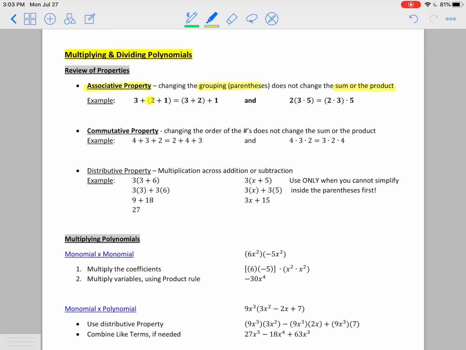So here we have the parenthesis you see around the 2 plus 1, so 3 plus (2 plus 1). And we're saying that that's equal to (3 plus 2) plus 1. You notice we didn't move the numbers around at all. We just simply moved the parentheses or the grouping. And of course, if we followed PEMDAS here, we would have 3 plus 3, which is 6. And here we've got 5 plus 1, which is also 6. So we can see that changing those parentheses around did not change the sum at all.